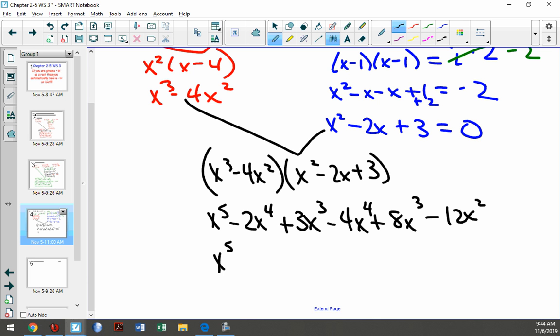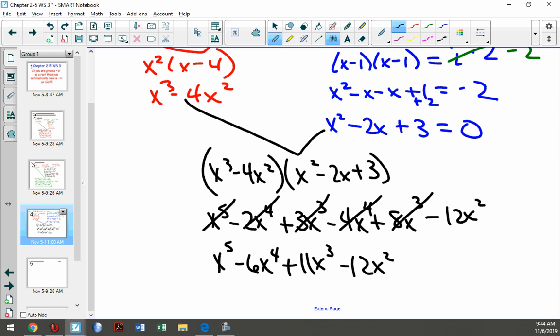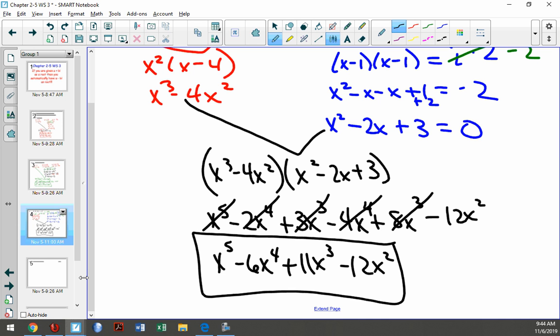So I have x to the 5th. -2 and -4 give me -6x to the 4th. 3x cubed and 8x cubed give me an 11x cubed minus a 12x squared. Do we understand that problem?